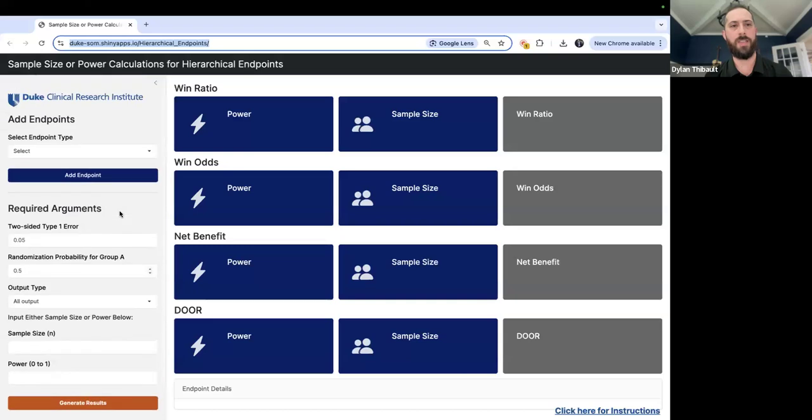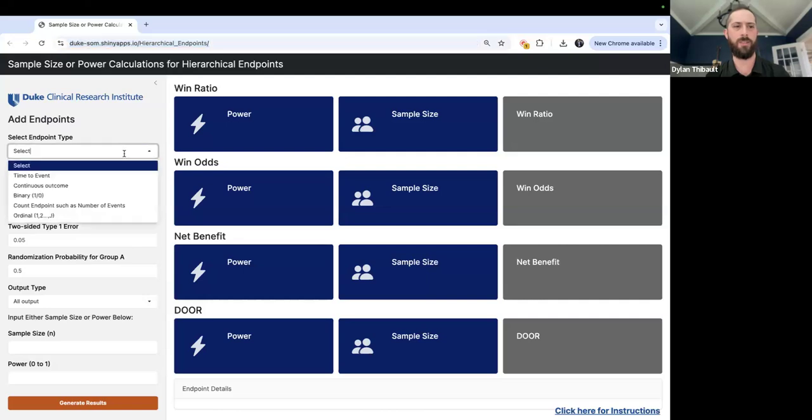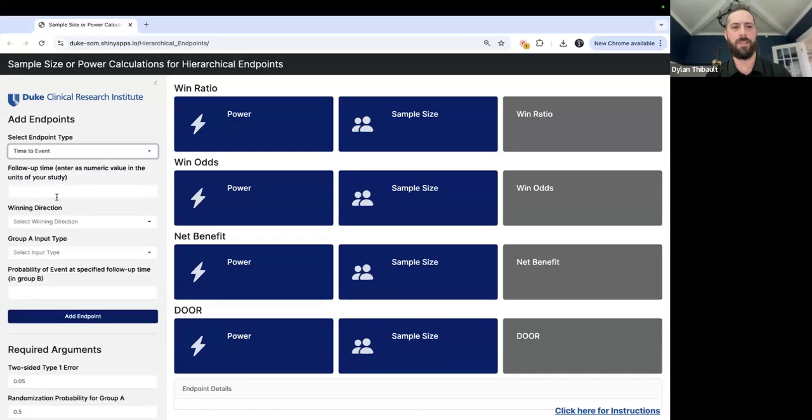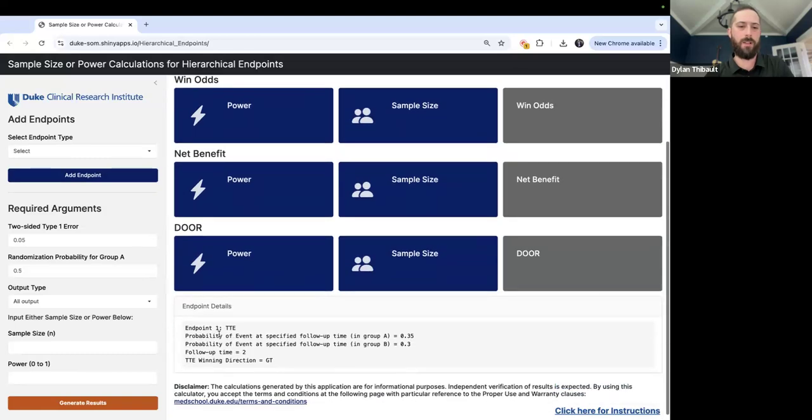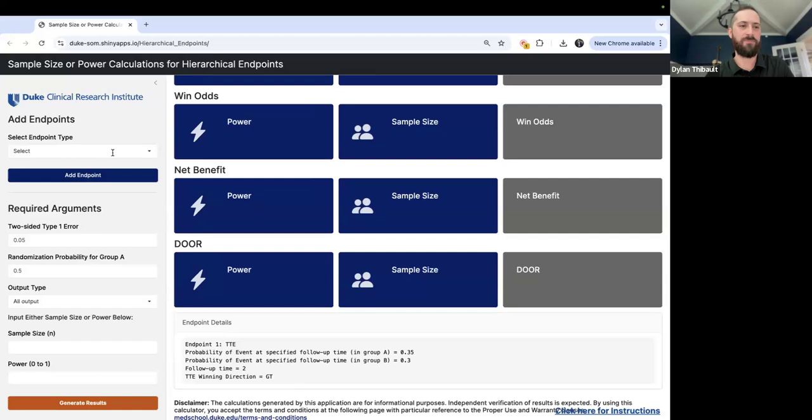So this is what the app looks like. It's hosted on shinyapps.io. The user can go to the endpoint and select the endpoint they want. For this example, we'll do time to event. You would enter the follow-up time that's relevant to your study, so the units are relevant, but this would be 2 years, we'll say. The winning direction would be larger or smaller, so we'll do larger. And you can enter a probability for the group or a hazard ratio compared to the reference. We'll just do the probability in A, and we'll say 35% for that, 30% for the reference. And we add it, and it updates down here to show what you've entered.